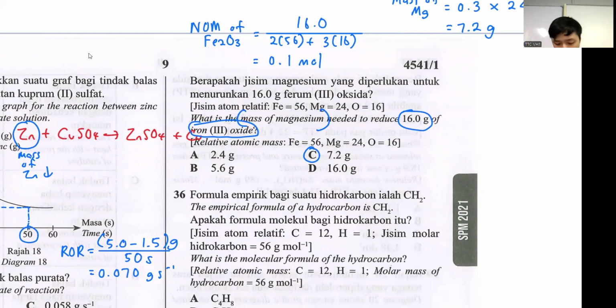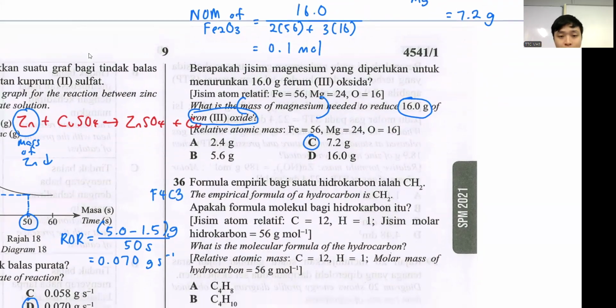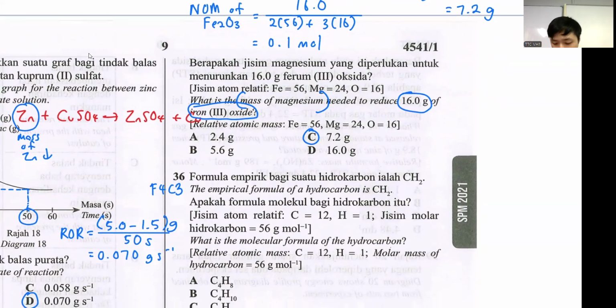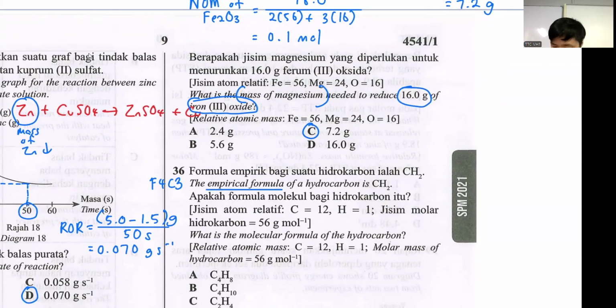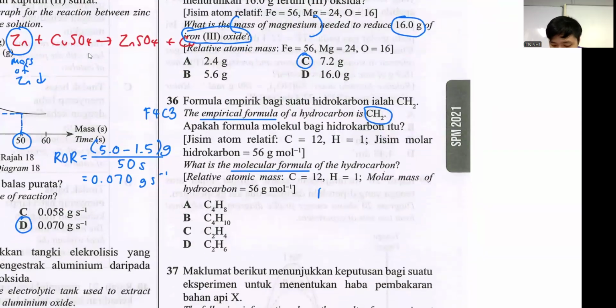Number 36, also Form 4 Chapter 3 calculation. What is the molecular formula? The empirical formula is CH2. Remember, the simplest ratio of number of atoms is CH2, ratio 1 to 2, carbon to hydrogen. What is the molecular formula, the real formula for this hydrocarbon? Molecular formula equals (empirical formula) bracket n, so n times the empirical formula.